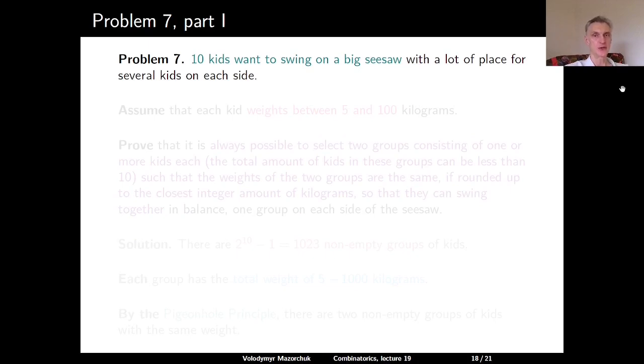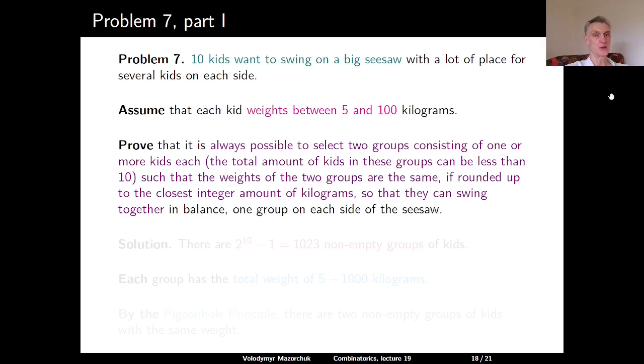Problem 7. 10 kids want to swing on a big seesaw with a lot of place for several kids on each side. Assume that each kid weighs between 5 and 100 kilograms. Prove that it is always possible to select two groups consisting of one or more kids each. The total amount of kids in these groups can be less than 10, such that the weights of the two groups are the same if rounded up to the closest integer amount of kilograms, so that they can swing together in balance, one group on each side of the seesaw.